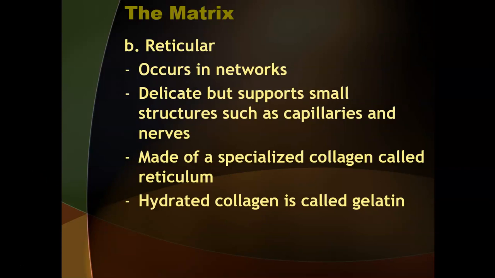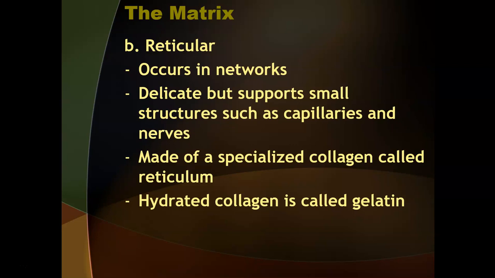Reticular fibers occur in networks. They're very delicate, and those delicate fibers help support small structures such as capillaries and nerves. In other words, kind of keeping them in place as they run through tissue so that they don't get bunched up or bent or those sorts of things. A reticular fiber is made of a specialized collagen called reticulin.